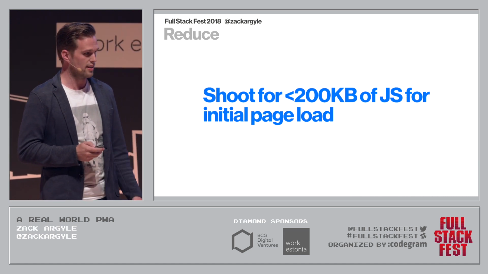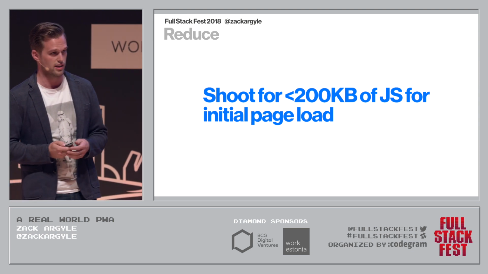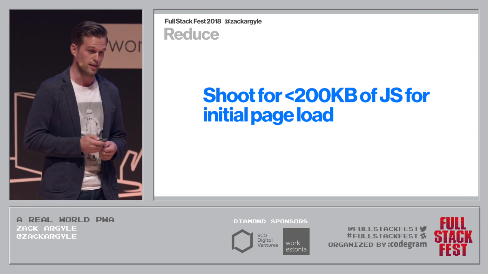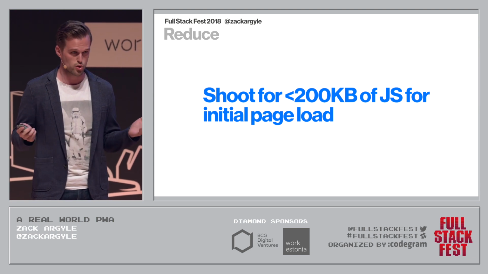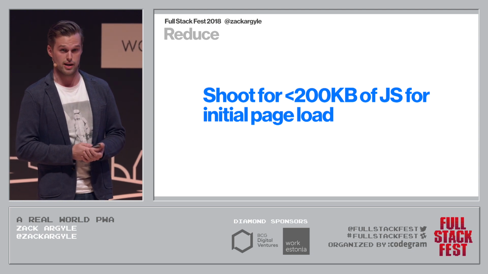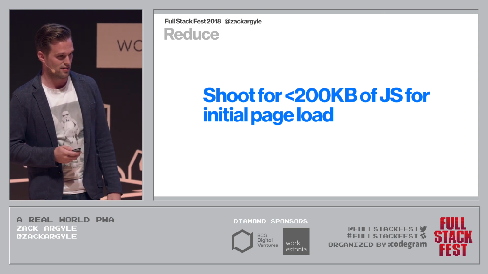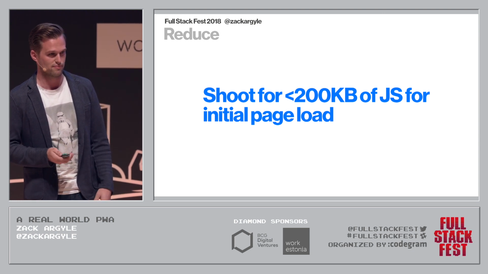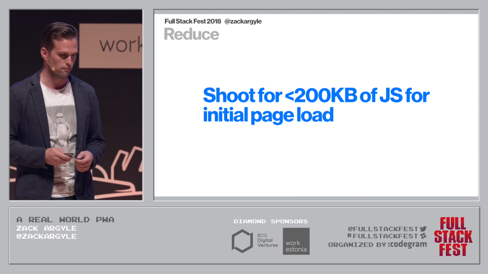In general, they say that you want to shoot for less than 200 kilobytes of JavaScript for an initial page load, which is actually quite hard to do. One of the most popular PWAs in the world, Twitter Lite, I don't know if you use that, is actually about 500 kilobytes right now. So it far goes outside of this. And there's actually a lot of people who are unhappy with the performance on slow networks because of that.